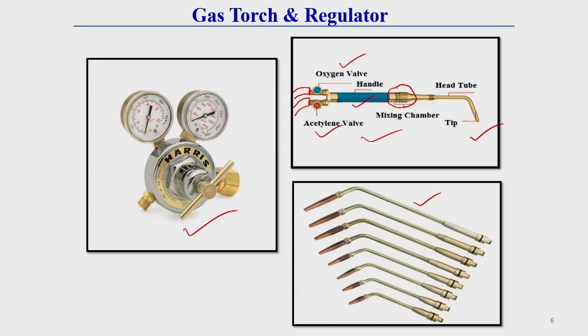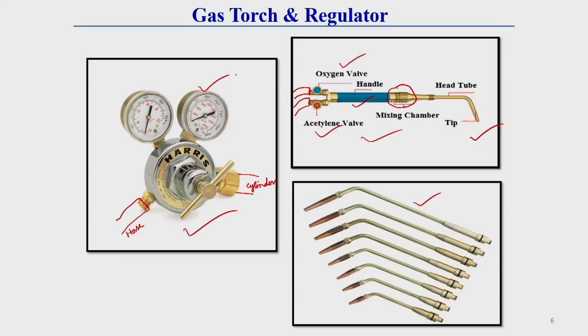What does the gas regulator look like? On this gas regulator, one terminal is connected to the cylinder, and another terminal is connected to the hose pipe. I have already told you that it generally has two regulators.